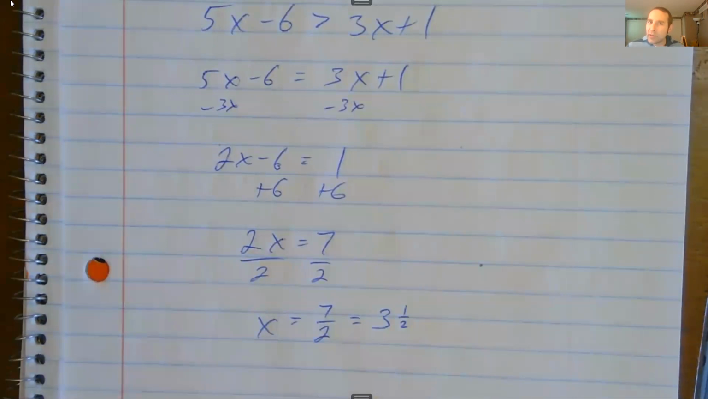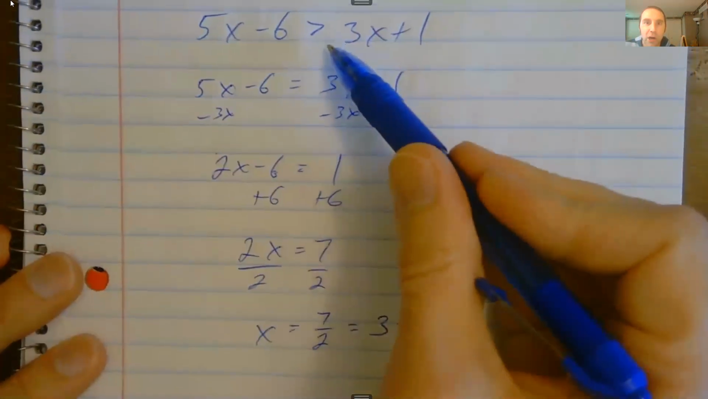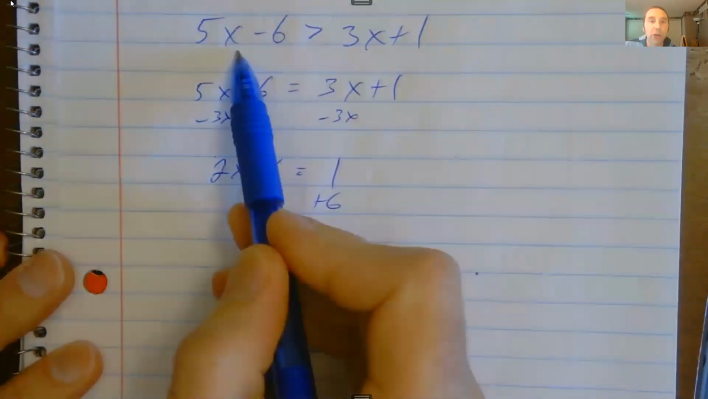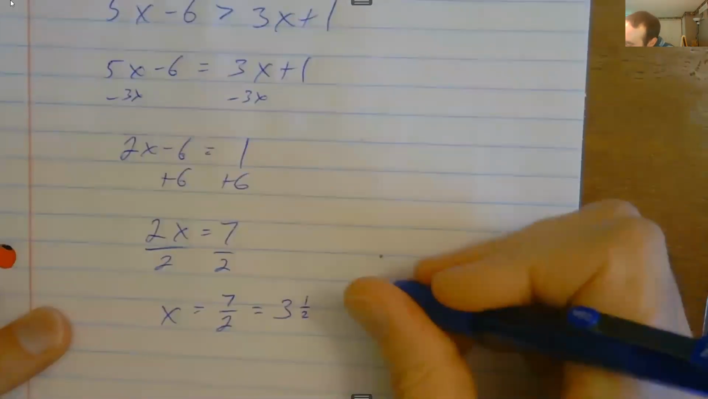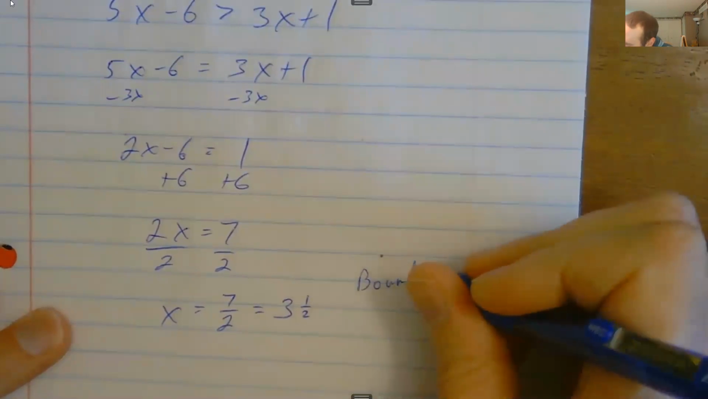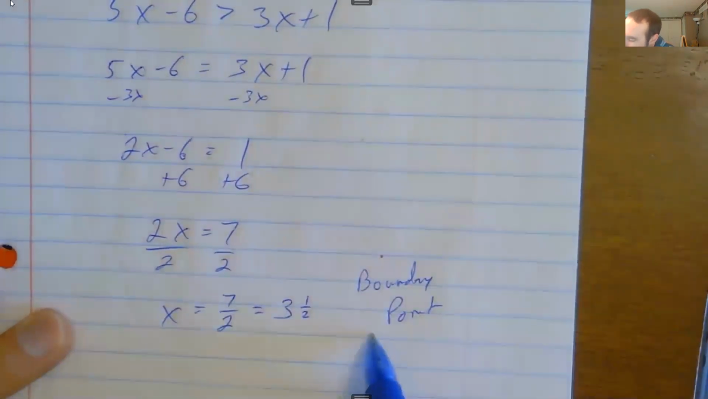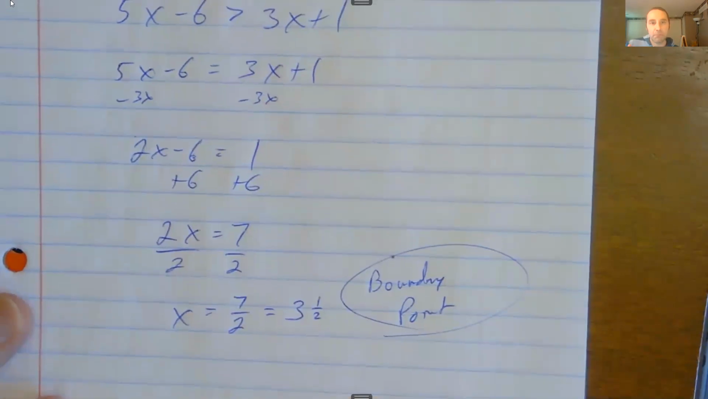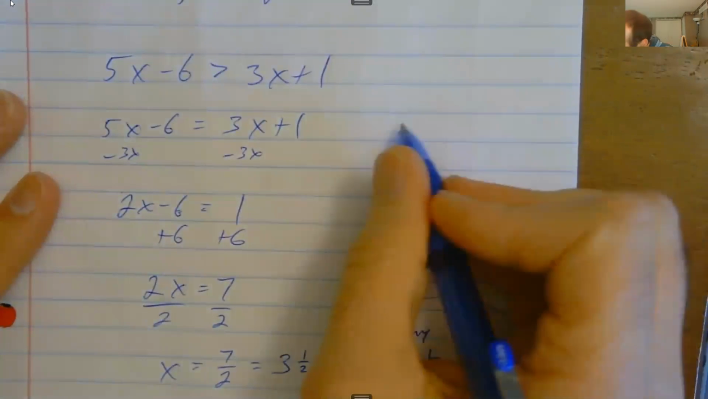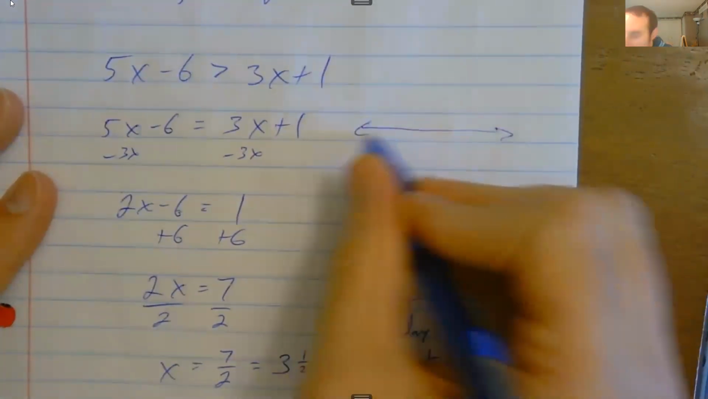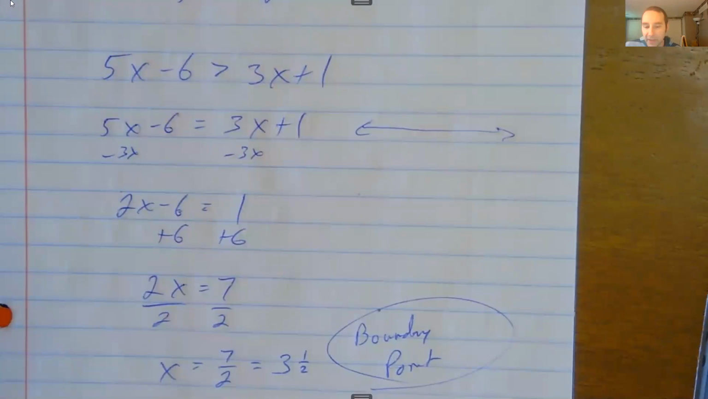But we're not actually looking for when they're equal to each other. Remember, the original problem is asking: when is the left side greater than the right side? So this x value that has made the two sides equal to each other, we call that a boundary point. So this x equals 3.5 is our boundary point, and once we find that, we're going to take a look at a number line. Every number I can think of is going to show up on that number line.